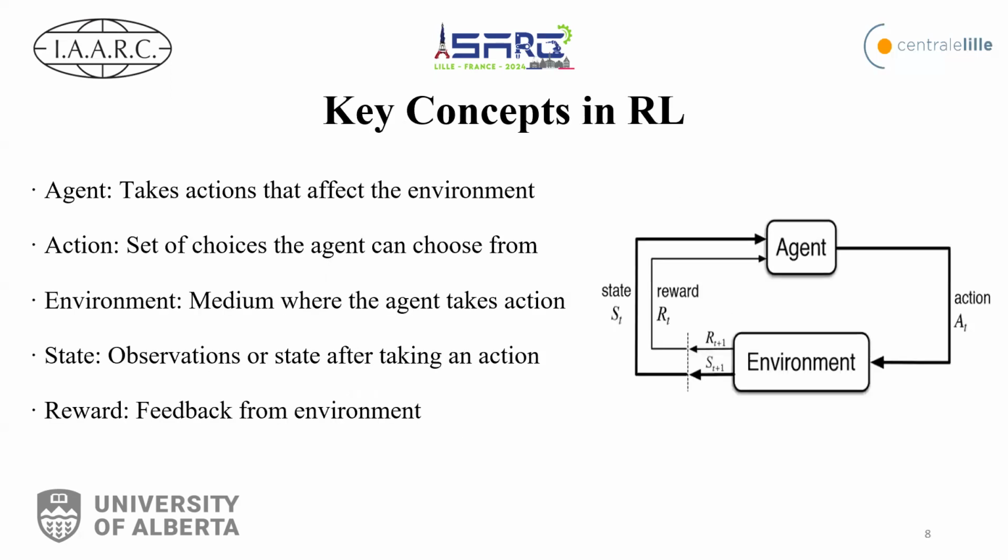The reinforcement learning model includes 5 main components. The first one is the agent. It takes actions and affects the environment. Then the action. These are the set of choices that the agent can choose from. Then we have the environment. It represents the medium where the agent takes an action, and in our case, it is the fabrication shop. We have the states, or sometimes referred to as observations, and we can say that these are the conditions of the fabrication shop that we are keeping track of. And finally, we have the reward, which is the feedback after an agent takes an action.